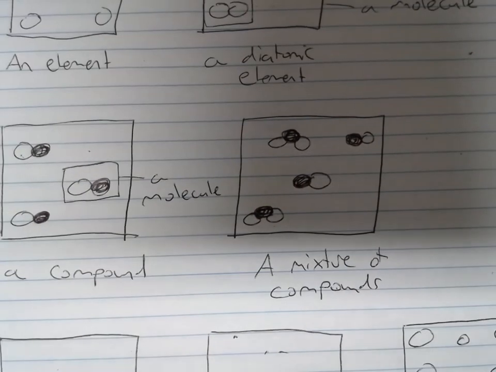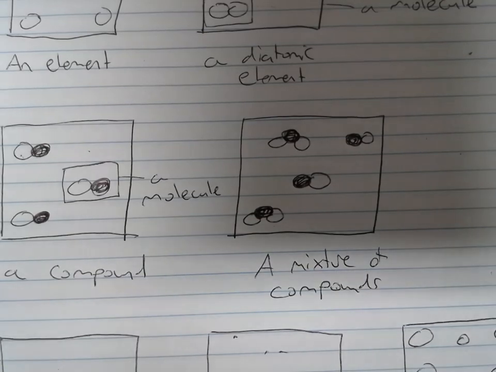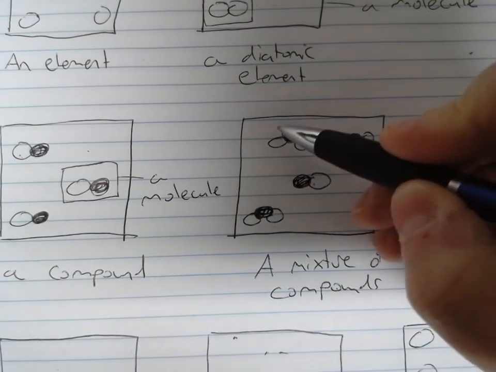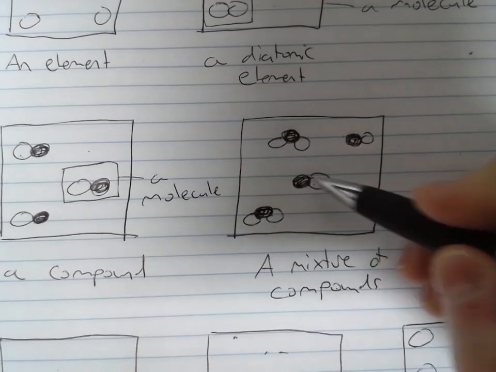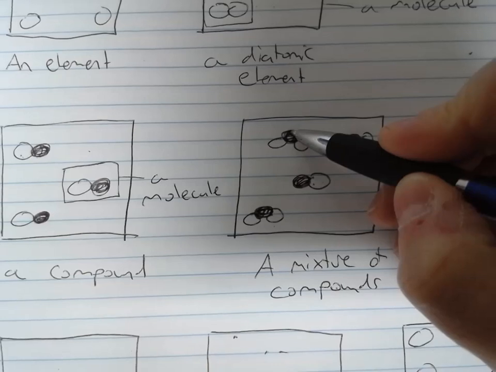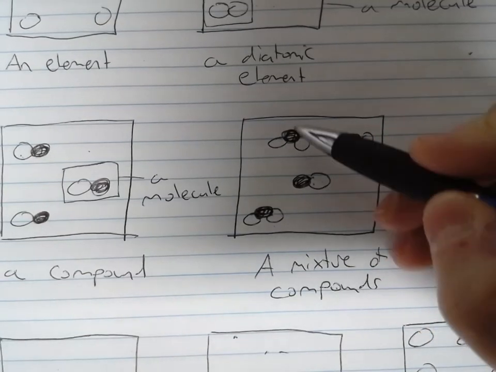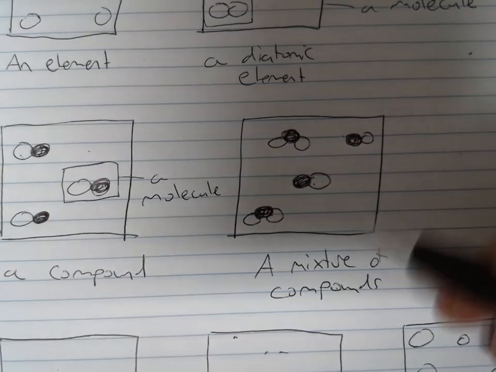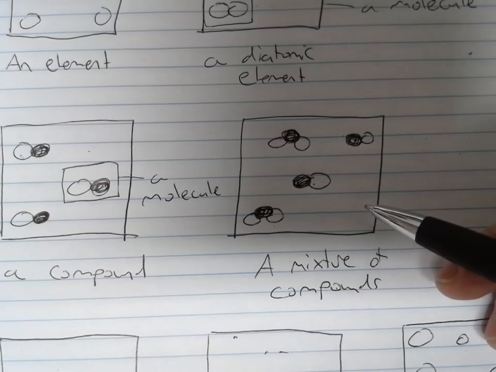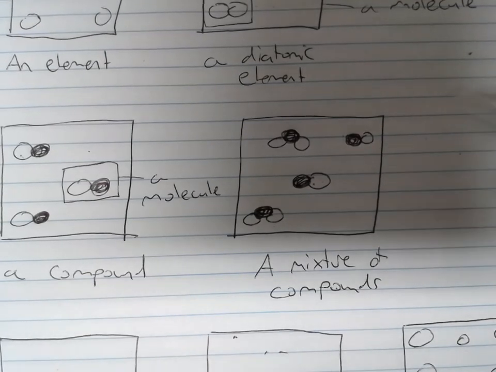Over here, I now have a mixture of compounds. Now, how do I know it's a mixture? Because this molecule right here and this molecule right here are not the same. This one has 1 black circle and 1 white circle. This one has 1 black circle and 2 white circles. So maybe this is carbon monoxide and maybe this is carbon dioxide, CO and CO2. But in any case, there are 2 different molecules that are represented in this box. Again, they're spread out, so they're probably gases. This is a mixture of compounds.